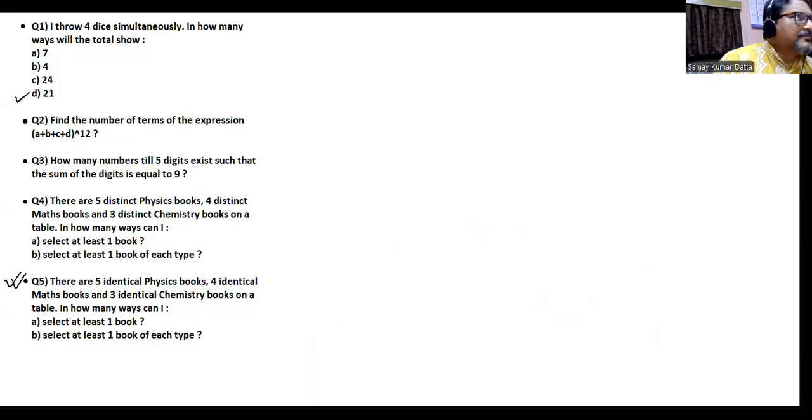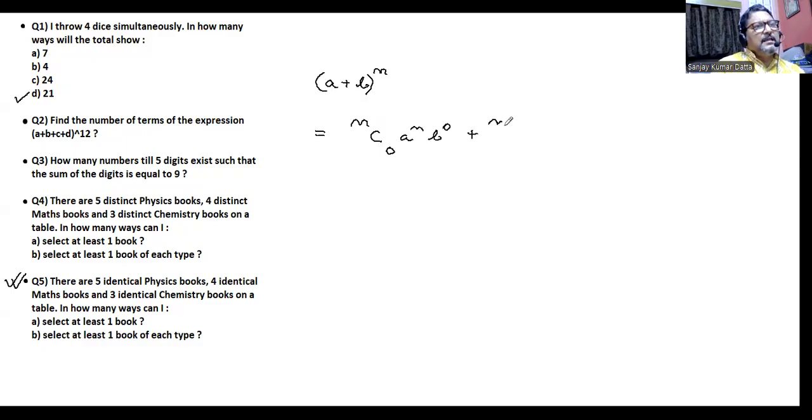Find the number of terms of the expression. See, you all know now binomial theorem. If you don't know, then you should immediately study it because it has been done. A plus B whole to the power n. What does the expansion tell us? If you remember properly, it is nC0, a to the power n, b to the power 0, plus nC1, a to the power n minus 1, b to the power 1, plus nC2, a to the power n minus 2, b to the power 2, plus and so on.